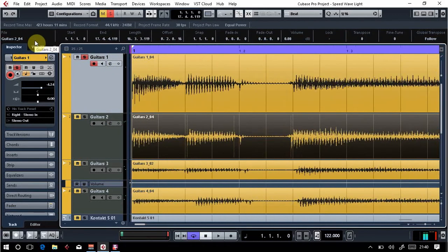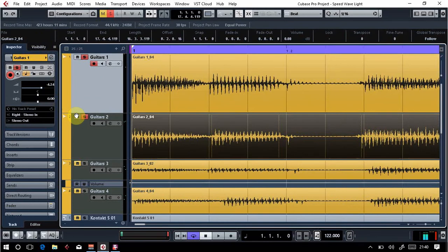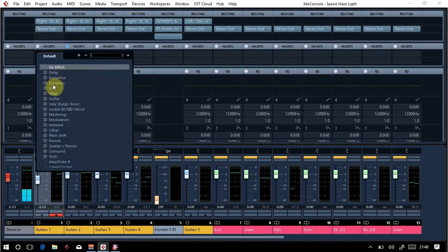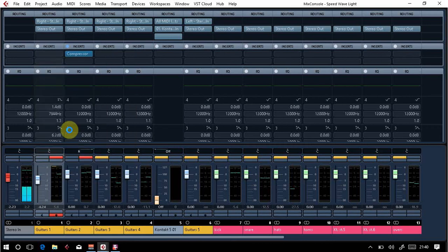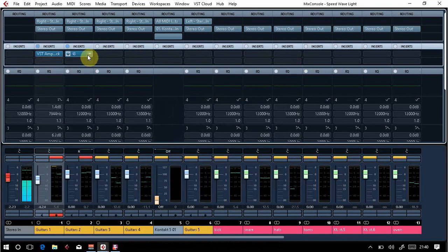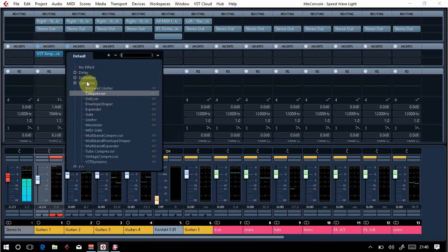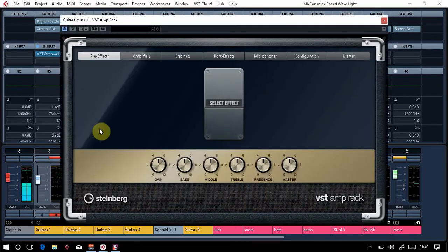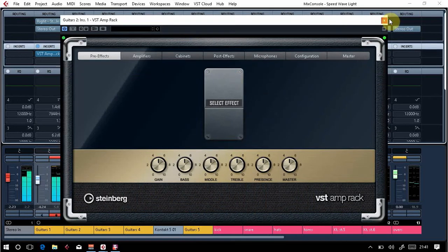If I expand this out a bit, I'm only worrying about the first two channels to start with. Let's go back to where we were last time. I'm going to F3 here, come into my inserts, go to distortion, load up the VST amp rack, and do that on both of these. There we go. We've now got quite a bassy sort of sound.